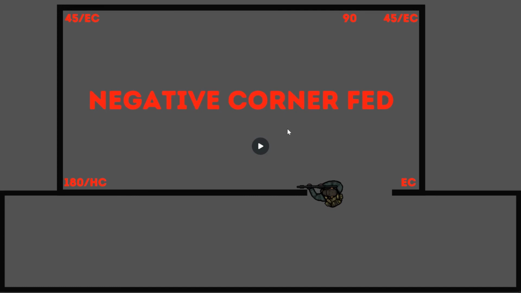Again, particularly in a solo situation, this changes a little bit, or can change a little bit, certainly when you're dealing within a team context. However, particularly in a solo context, there's definitely differences and potential dangers when clearing a negative corner fed.